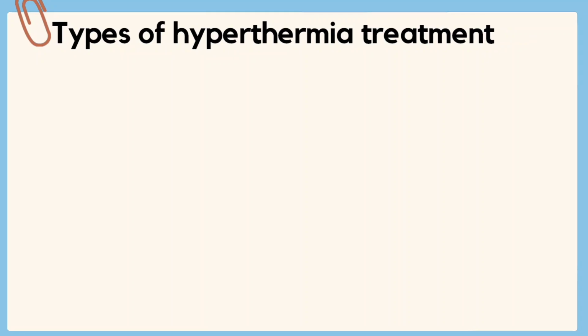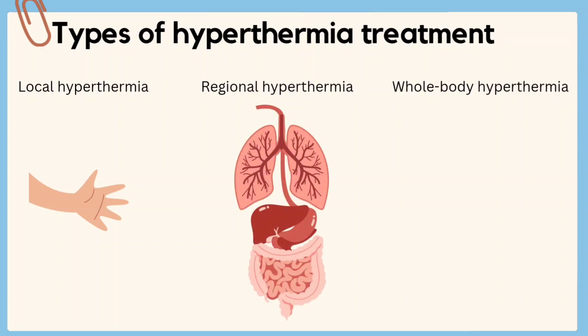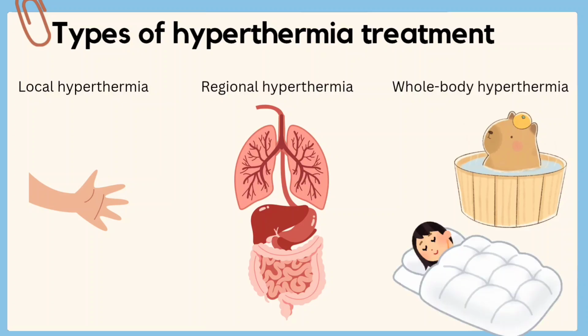These are the types of hyperthermia treatment: local hyperthermia, regional hyperthermia, and whole body hyperthermia. Local hyperthermia only includes a small part of the body like epidermal tissue on the hands, while regional hyperthermia includes a large area of the body such as an organ or the peritoneal cavity. Last but not least, whole body hyperthermia is to treat cancer that has spread throughout the body. The patient will be placed in a thermal chamber or wrapped in a hot water blanket.